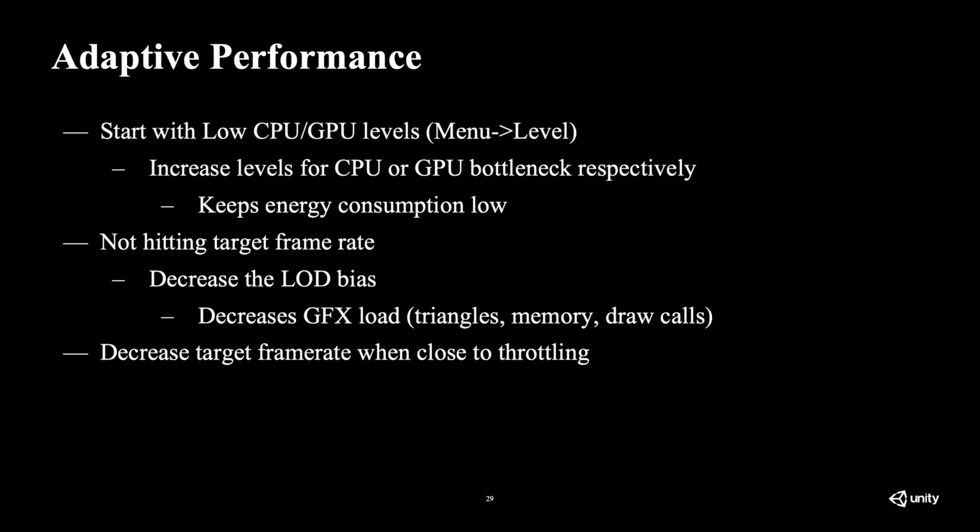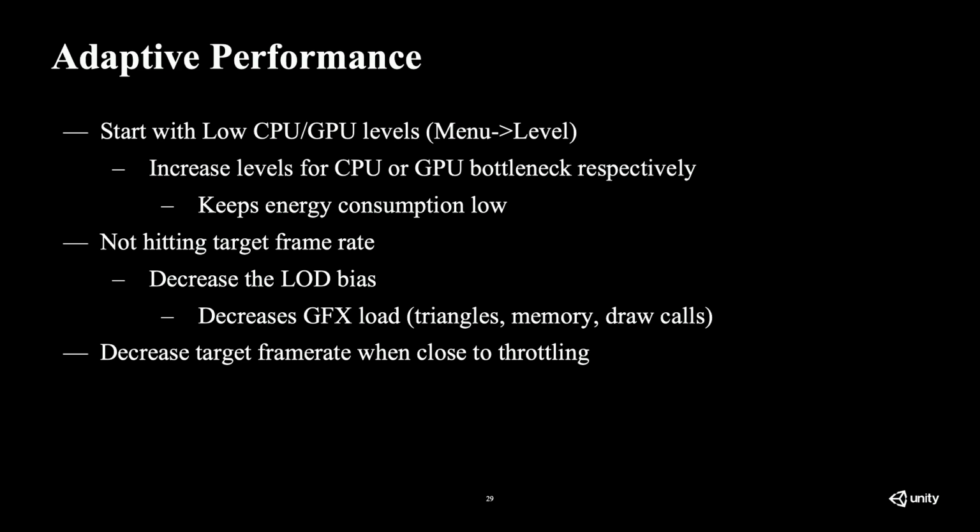And then increase the GPU level and CPU level depending on the bottleneck within the game. This should make sure that we keep the energy consumption low, but get the highest quality within the game. Another thing we do is, if we're not hitting the target frame rate, we're going to decrease the LOD bias. So this is going to decrease the GFX load, triangle, memory, and draw calls on the CPU as well as on the GPU side.